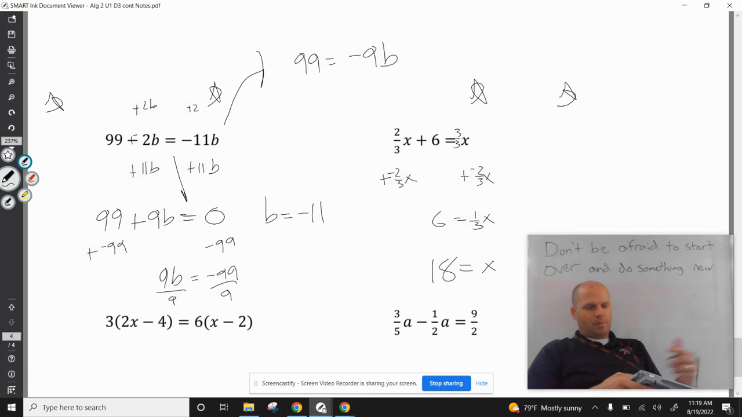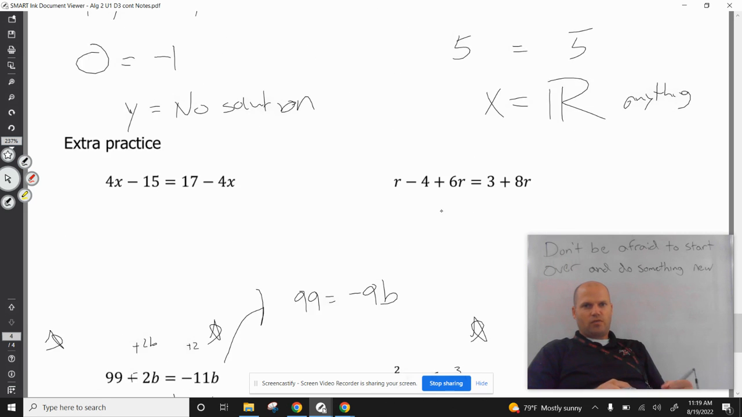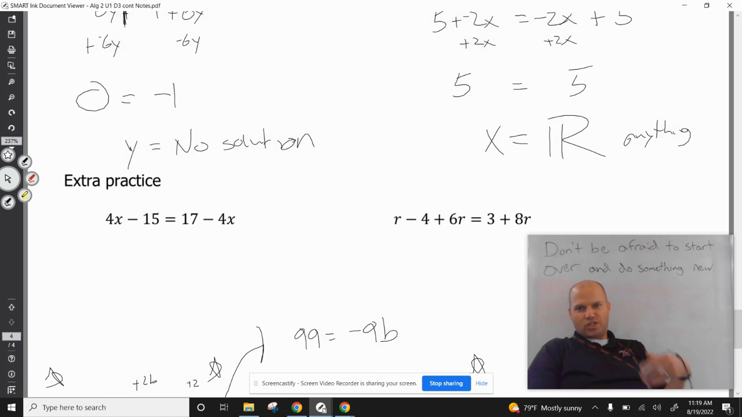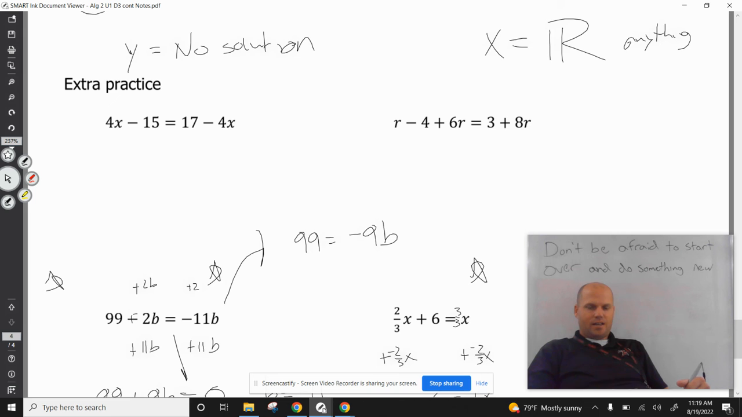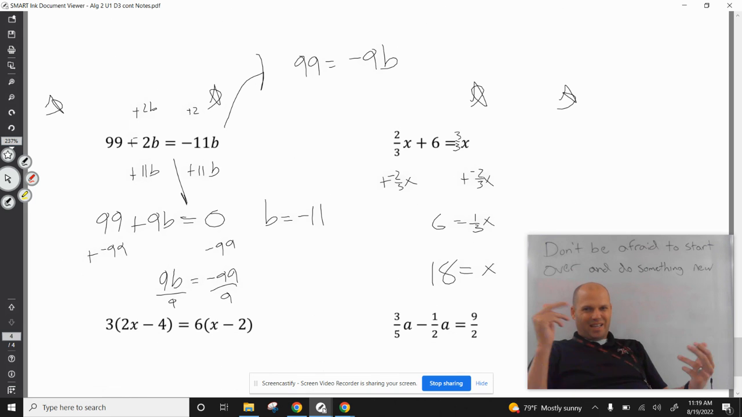Now, other teachers in the past might have taught you to get your variables on one side, get your numbers on one side in the first step. I don't like doing that, especially when the same side combining comes into play. It might make it faster, but too many mistakes are made. Let's keep it slow. Don't be afraid to start over and try something new, if it just helps you always get the right answer.